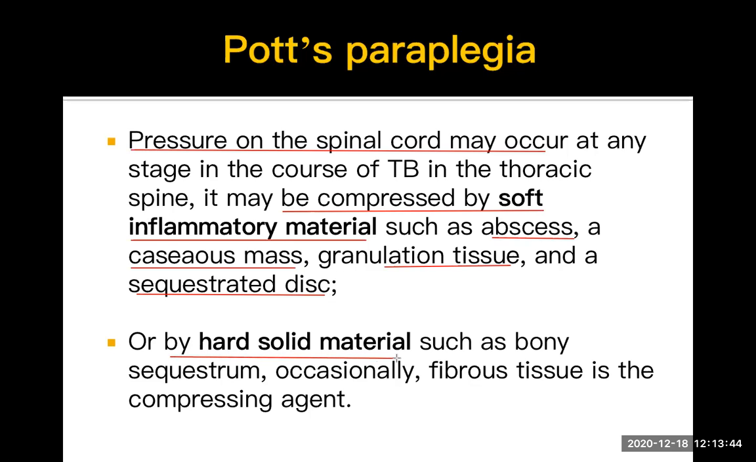Sometimes hard solid material can compress or damage the spinal cord, like a bony sequestrum, meaning dead bone. Occasionally fibrous tissue is the compressing agent. And sometimes what happens, just think about the situation there. The vertebra is acutely bent backwards. So there is a bit of a pulling effect on the spinal cord, and that part of the spinal cord may be damaged like that as well.